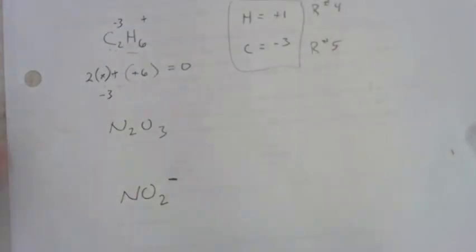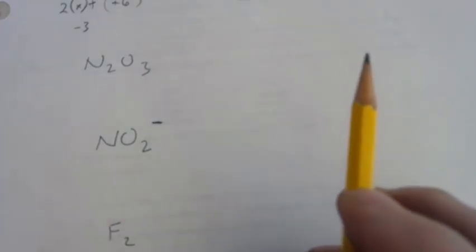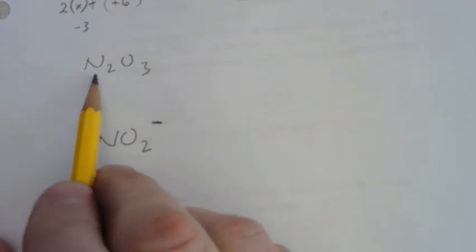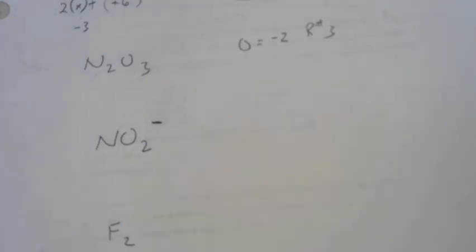All right, moving down here for the N2O3. Again, we have no rule number 1 because it's not a pure element. Rule number 2 does not apply because it's not an ionic compound. Nitrogen is a nonmetal, so it's not an ionic compound. Rule number 3 does apply because you have oxygen, and therefore it's negative 2.